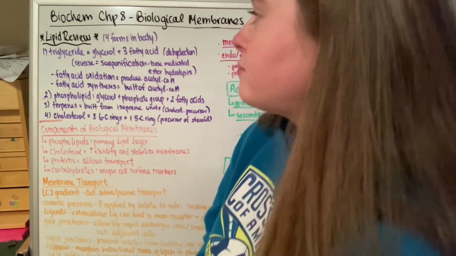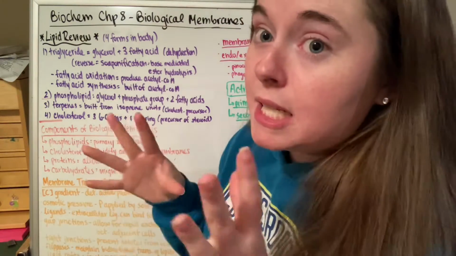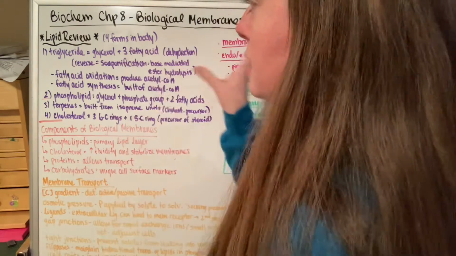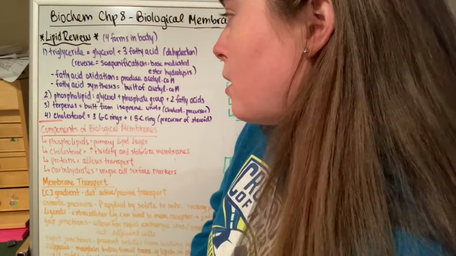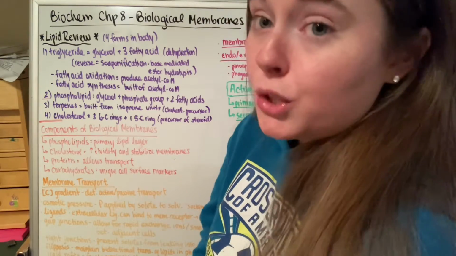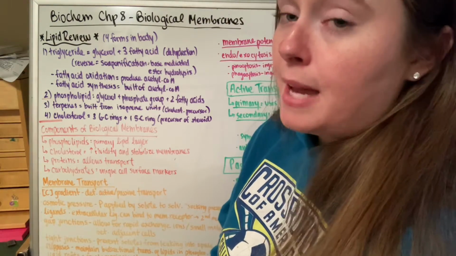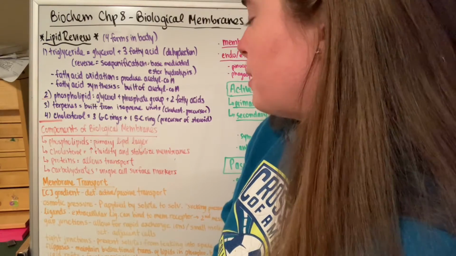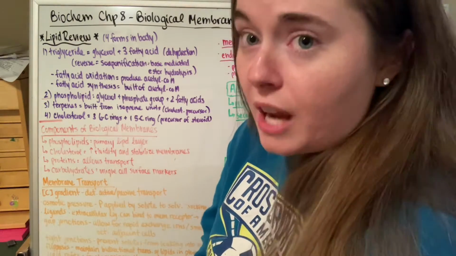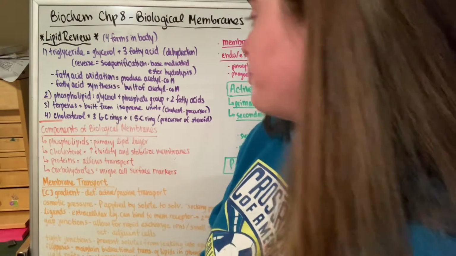The second is a phospholipid, which is the main type that we're going to discuss in this biological membrane chapter. And that is a glycerol molecule with a phosphate group and 2 fatty acids. And you know, we have definitely spoken about this before, in having a polar head and hydrophobic tails.